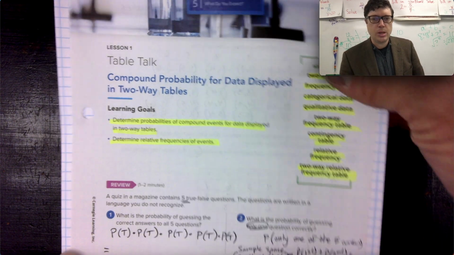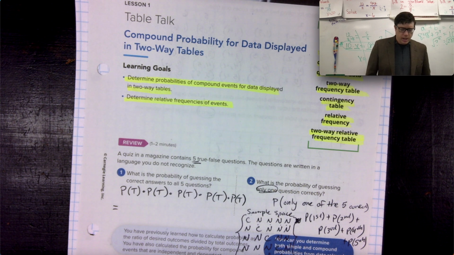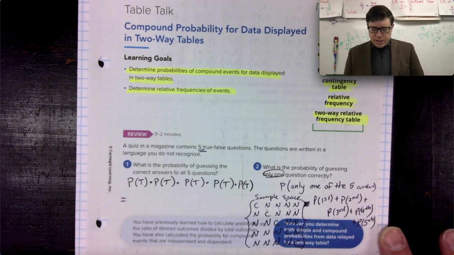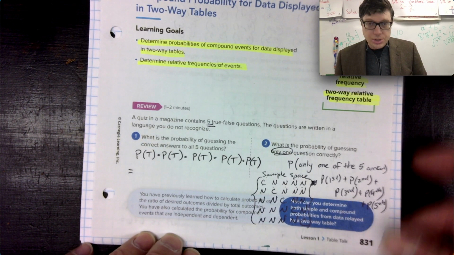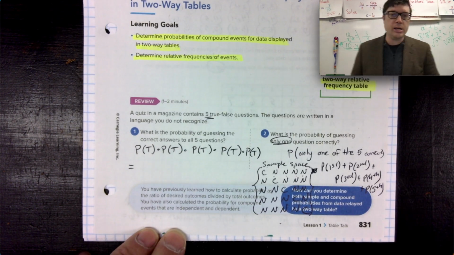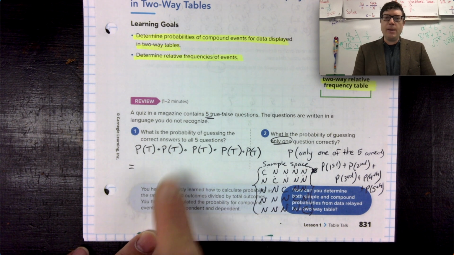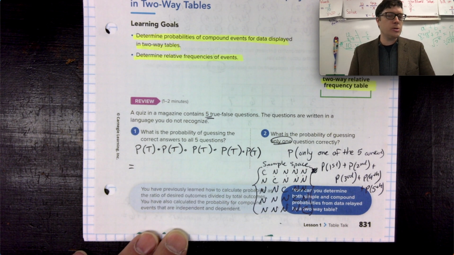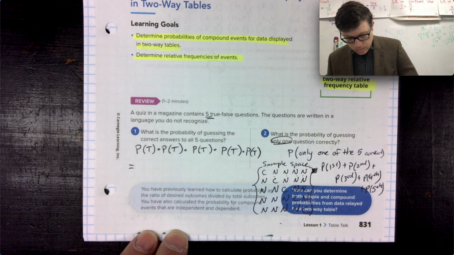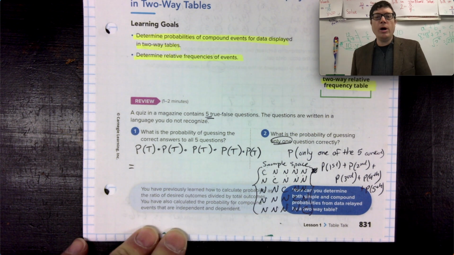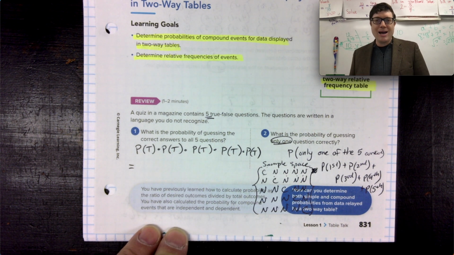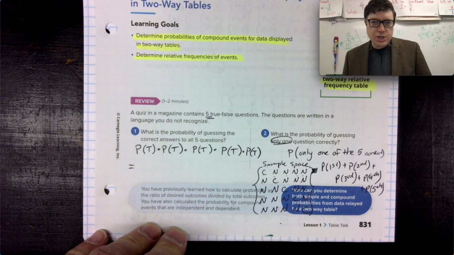You can do this. Okay, let's spiral review. And I also want to acknowledge this is spiral review for some of you, but maybe not for all of you. So I'll take a little bit of time to outline it, explain it out. A quiz in a magazine contains 5 true-false questions. The questions are written in a language you do not recognize. So you don't know how to answer them, right? What is the probability of guessing the correct answers to all 5 questions?